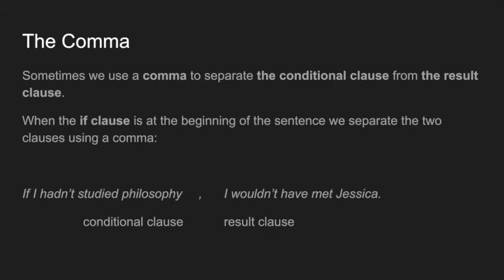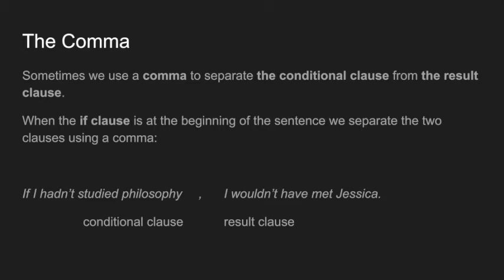The comma. This is a very important part of the third conditional. In the third conditional, we are sometimes going to use a comma. And right now, let's learn about when we use it. It says, sometimes we use a comma to separate the conditional clause from the result clause. When the if clause is at the beginning of the sentence, we separate the two clauses using a comma.